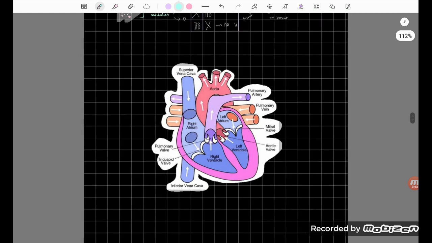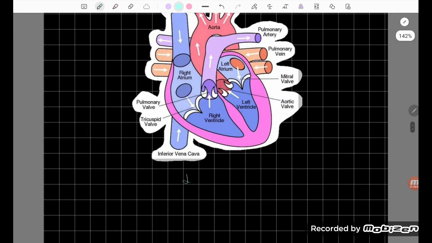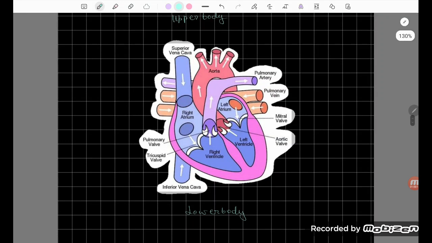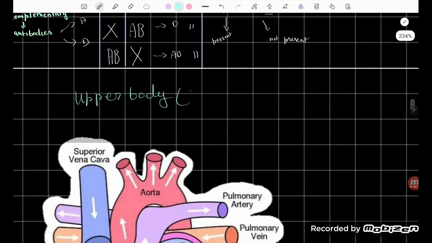Now imagine this is our heart. We have an upper body here, upper body, and then there is a lower body here, lower body. Okay. Now, based on this, this upper body also has lungs in it.